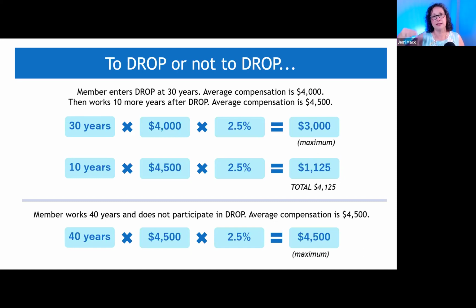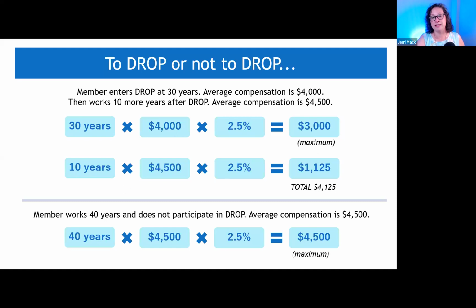3, 6, 9, 12, 15, 18, 21, etc. So that kept growing over a 36-month period, up to 3 years. And let's say they worked 10 years after DROP. At that point, their average went from $4,000 a year to $4,500 a year, because likely 13 years later, they are making more. That calculates out to $1,125.